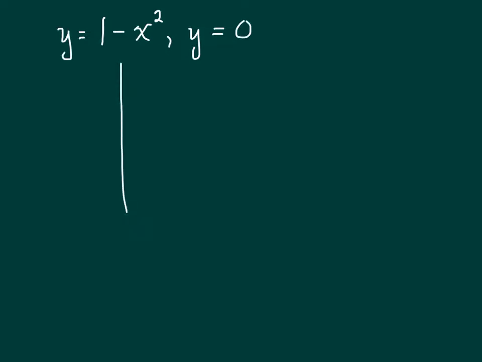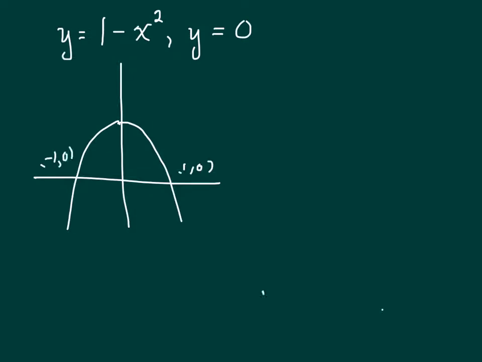So let's just look at what this looks like. 1 minus x squared, you know it's an upside down parabola. You know the x-intercepts are at 1 and at negative 1. So 1, 0, negative 1, 0. And y is equal to 0, obviously, the x-axis. So we're going to take this region, and I'm just going to fill it in a little bit. So this is our region that we're using.